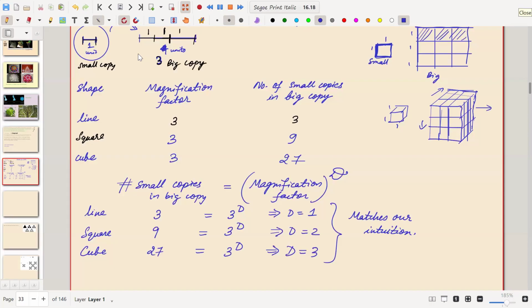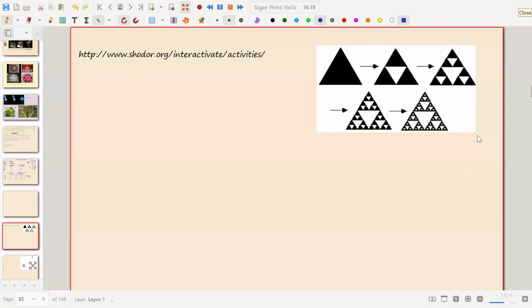Okay. I hope you are now comfortable with the idea of the number of small copies and the magnification factor. Now let us take a fractal and apply it. Okay, now my question is, can we compute the dimension of this fractal? That's my idea. So you can see how this fractal is constructed. Just look into this figure. I will give you 1 minute, then I will explain how this fractal is constructed, how this is a fractal.